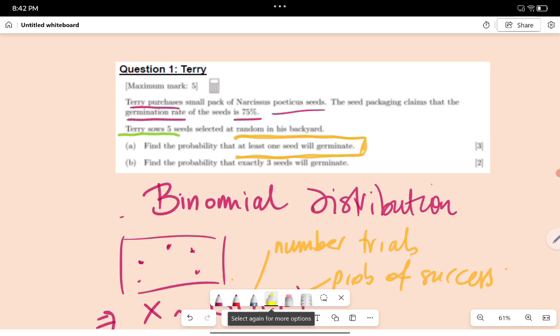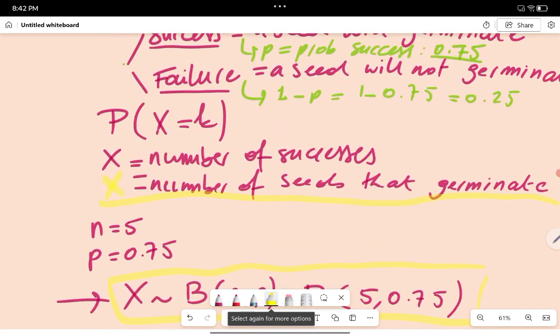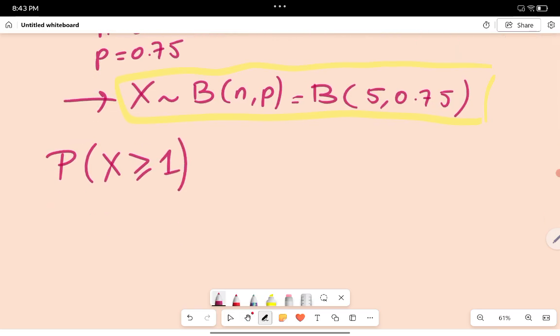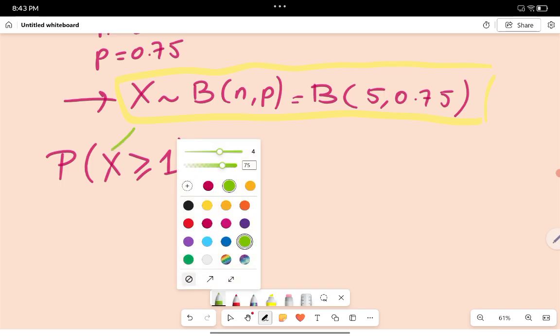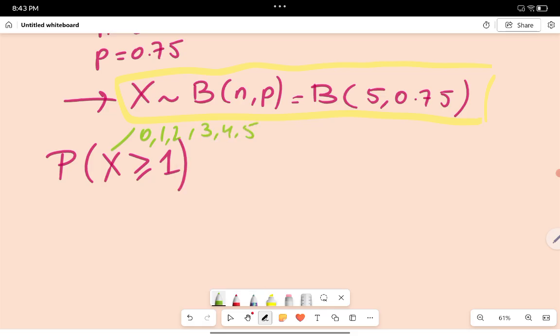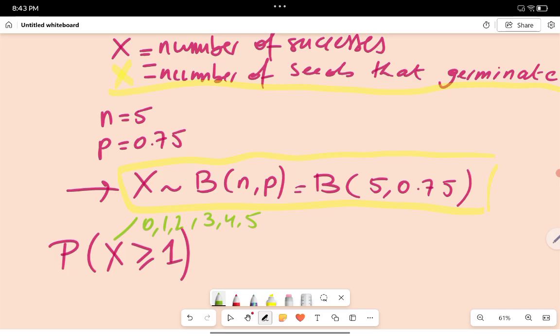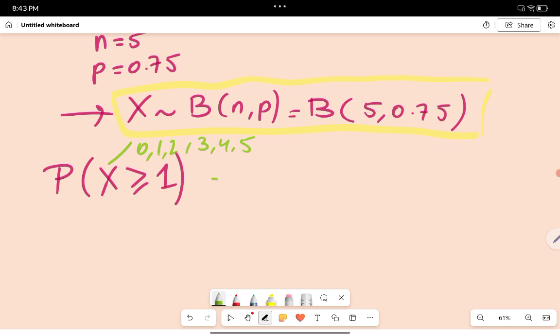Perfect. So find the probability that at least one seed will germinate. How do we write that? That is basically the probability that X is bigger or equal to 1, isn't it? Okay, so X is equal to 0, 1, 2, 3, 4, and 5, right? We have either 0 seeds that germinate, 1, 2, 3, up until 5. And this probability is equal to P of X is 1 plus P of X is 2 plus up to P of X is 5.